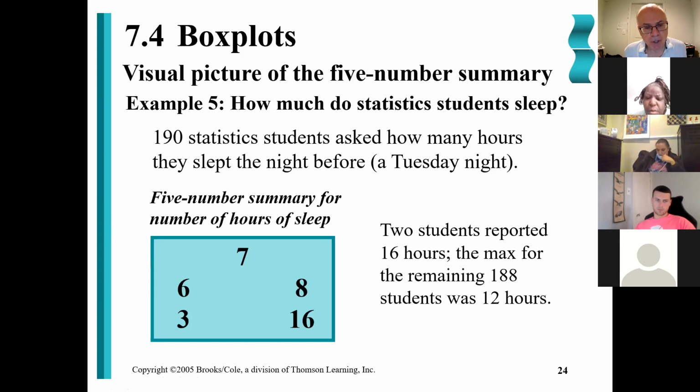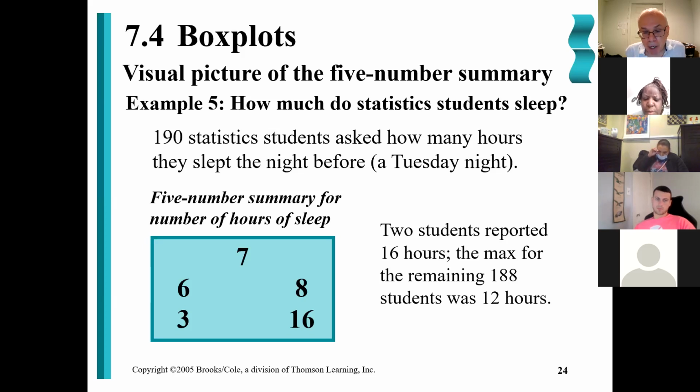Is it 7? 7, that's correct. What is the smallest number of hours that somebody said they slept? 3. And what is the largest number of hours? 16. Great. What is the lower quartile? Is it the 6? That's right. And what's the upper quartile? The 8? 8, yeah. Good.